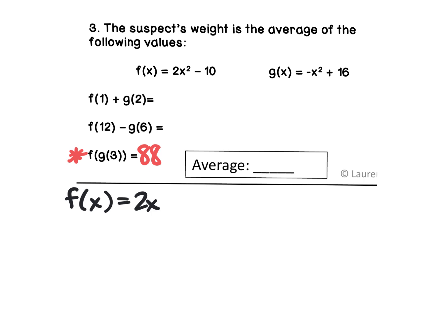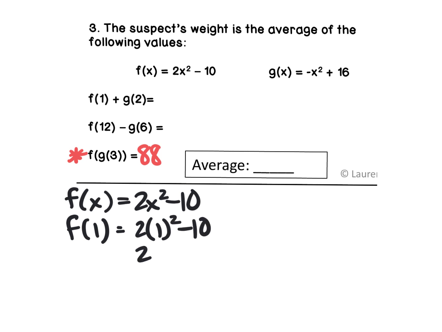f of x is 2x squared minus 10. So I've got to find f of 1. 2 times 1 squared minus 10. 1 squared is 1. 2 times 1 is 2. 2 minus 10 is negative 8. So it's going to be negative 8 plus, now I've got to do g of 2.